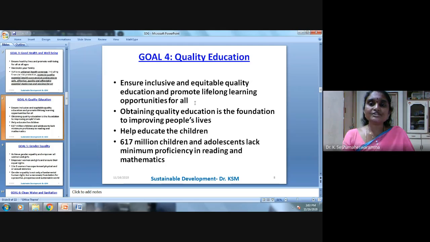Obtaining quality education is the foundation to improve people's lives. So without education, without knowing things, how can they get a good quality of life? Hence, everybody has to be educated. Especially, what is your role here? You have to help educate the children, farmers, all the society towards a positive direction. That is a very, very important thing.